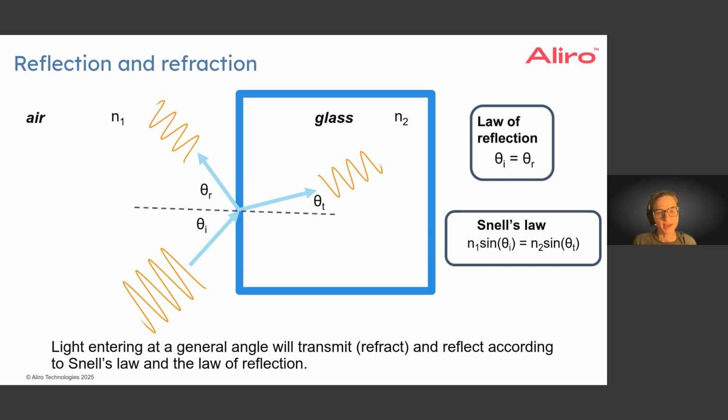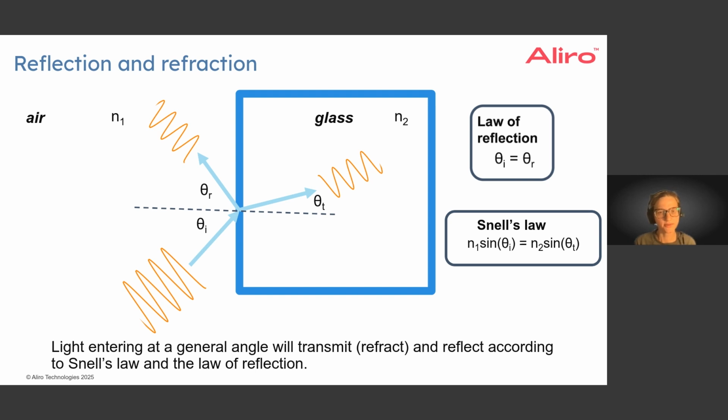However, if we look at what happens if a light ray enters into glass at a more general angle, we can also predict what's going to happen to the output rays in this case. And light entering at a general angle is going to transmit or refract and reflect according to two principles of physics. One is Snell's law and one is the law of reflection.